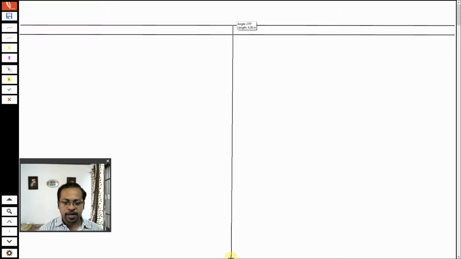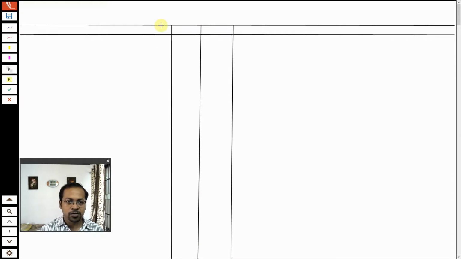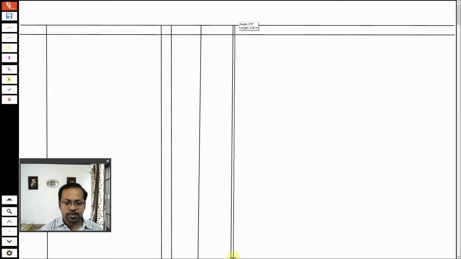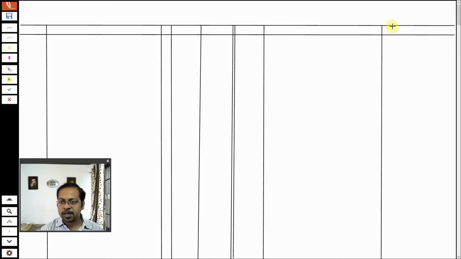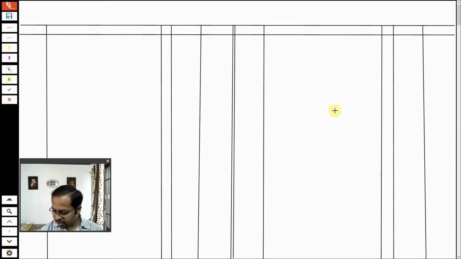So you can divide into two parts: bank column, cash column, then ledger folio and date. Similar format for the credit side: date, then payments, then ledger folio number, then cash and bank columns.